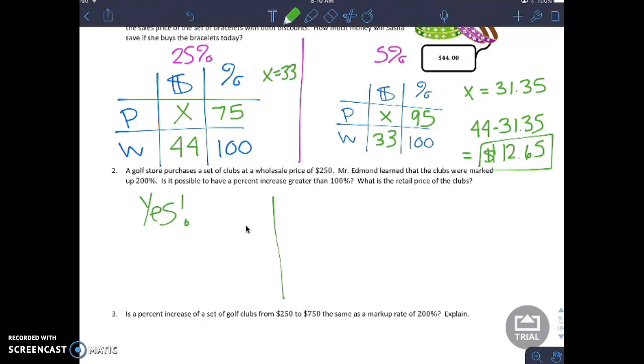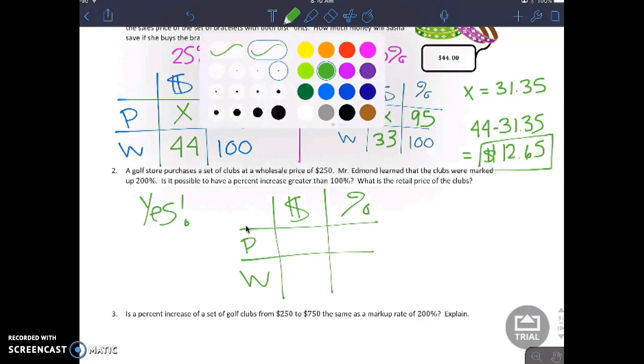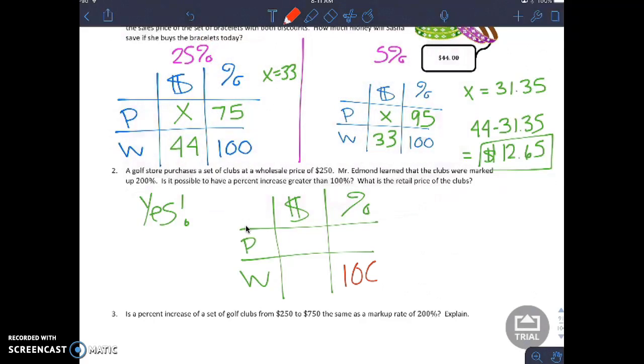So here we're going to do our tic-tac-toe box again. We have part, whole, dollars, and percents. In this case, the whole is, well, the whole is always 100, but in this case, the whole for the dollars is 250. And we want to know what 200% of it is, which leaves us X in that spot. When you solve that, you get X equals 750.